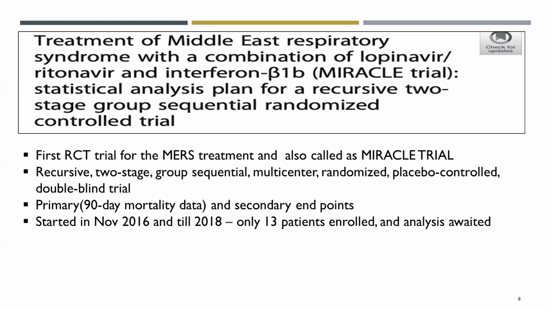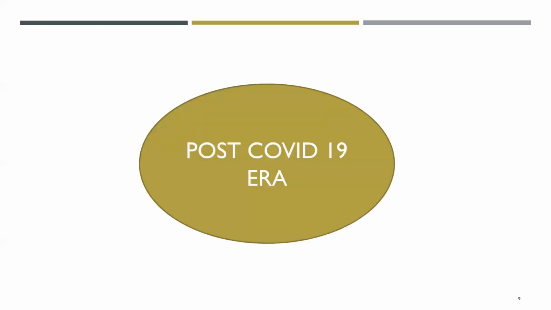So it is a recursive 2-stage group sequential placebo-controlled double-blind trial, and it had a primary and secondary endpoint. However, only 13 patients were enrolled, and they stopped the analysis after 13 patients, and the analysis of that is still awaited. Now we'll come to what evidence we have currently about this drug.